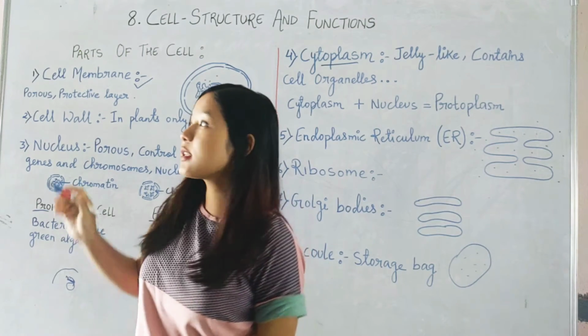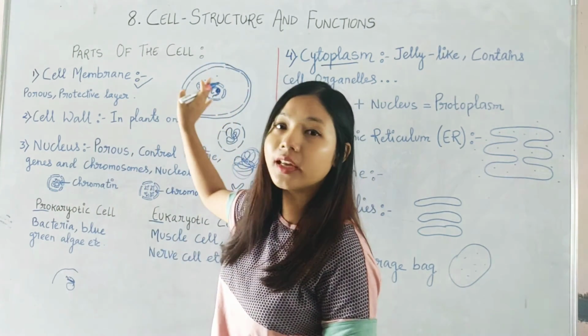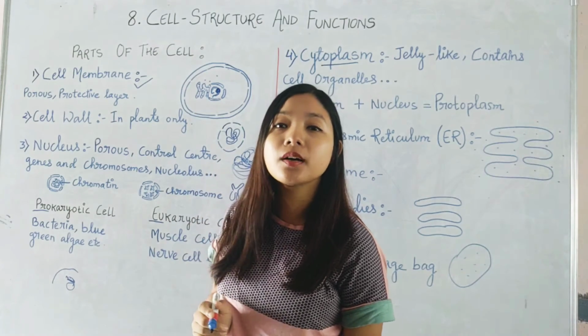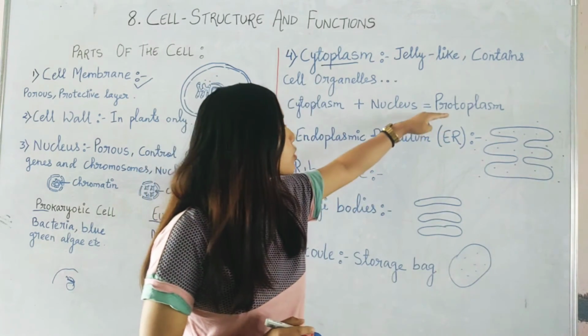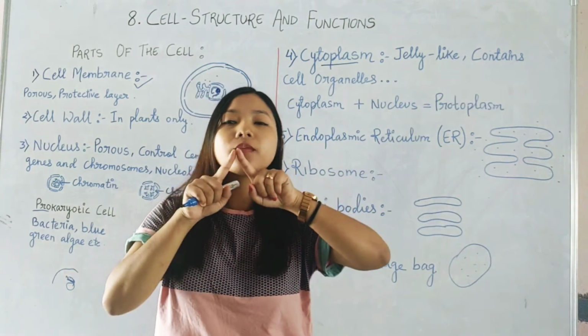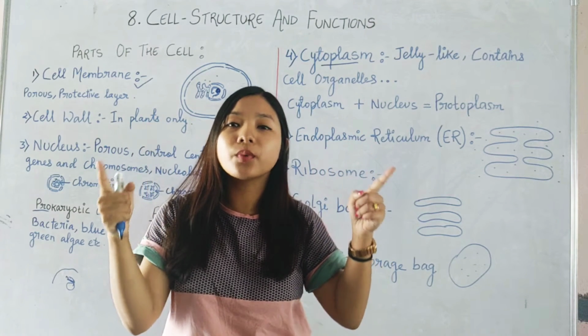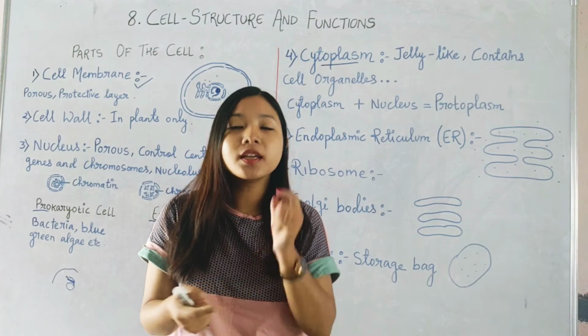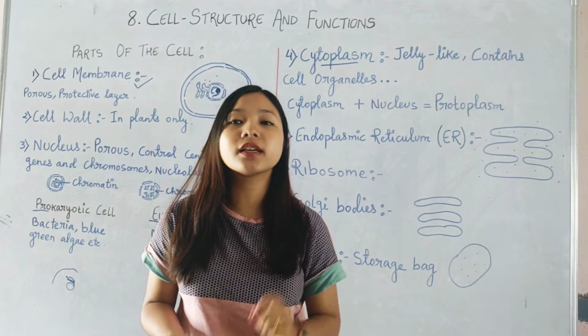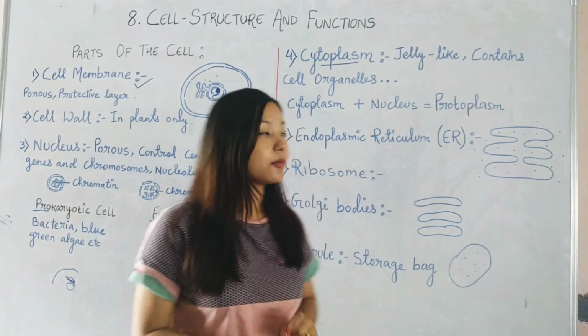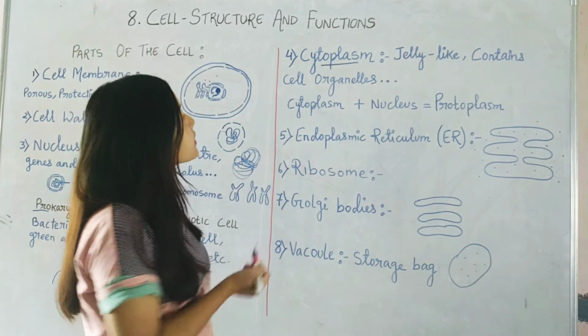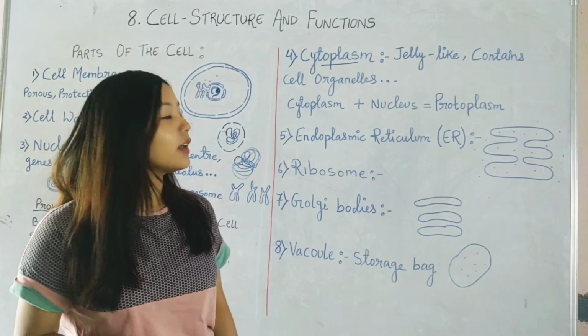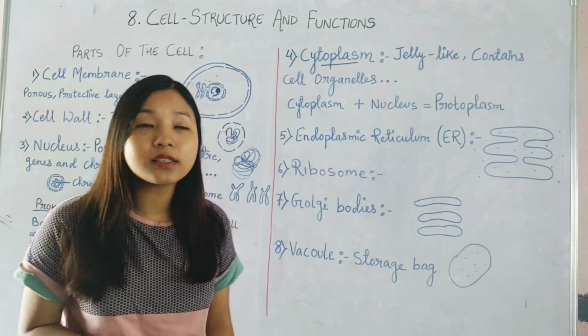That is why cell membrane has another name called plasma membrane. As the cell membrane is enclosing both the cytoplasm and the nucleus, that is protoplasm, cell membrane is also termed as plasma membrane. Now let's have a look at some more cell organelles.